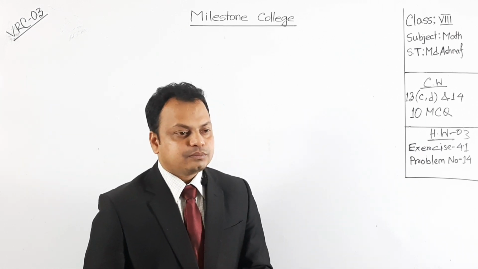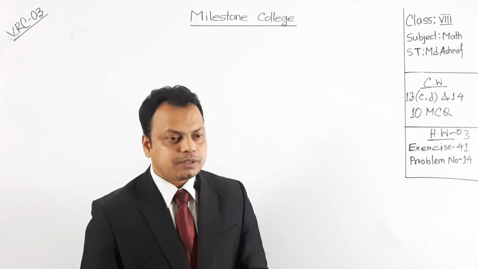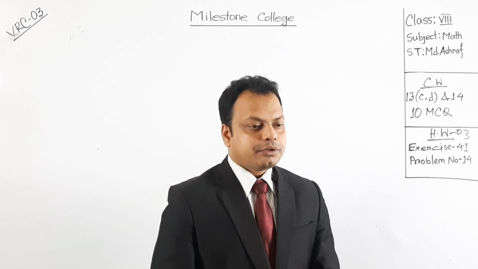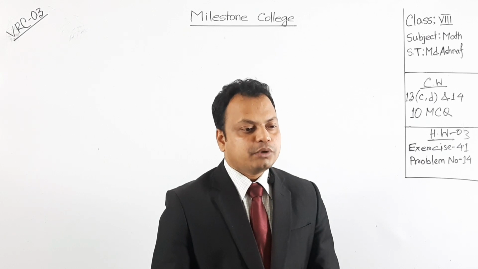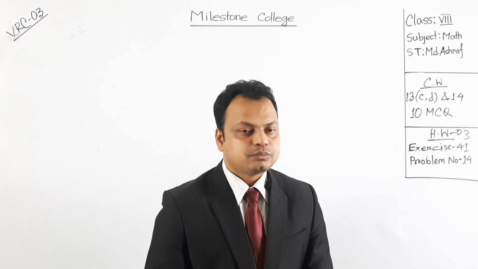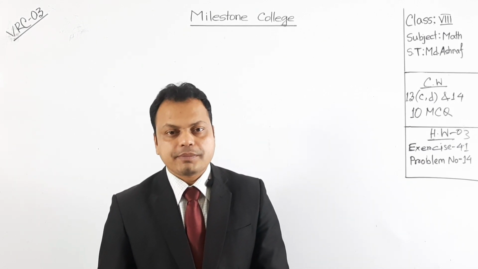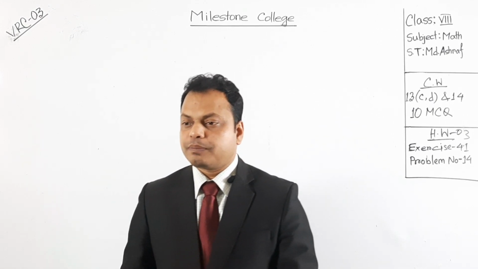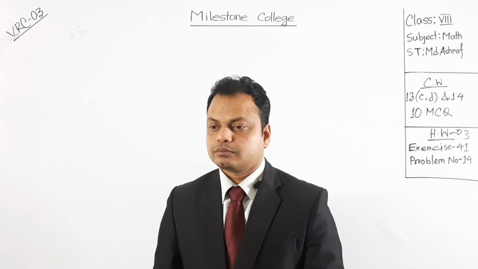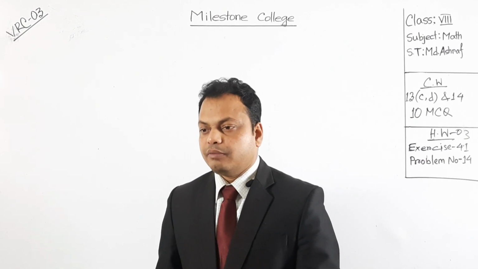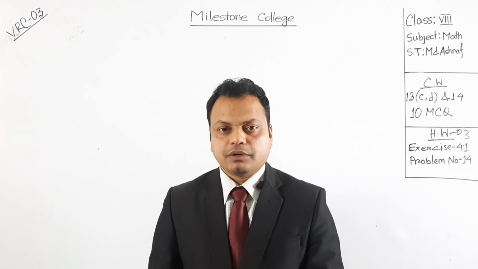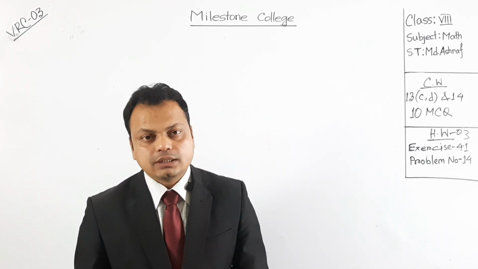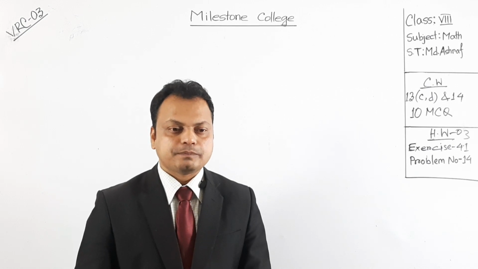First question. What is the formula of a plus b whole square? Good. The formula of a plus b whole square equals a square plus 2ab plus b square. Then, what is the corollary of a plus b whole square? Very good. The corollary of a plus b whole square equals a minus b whole square plus 4ab.